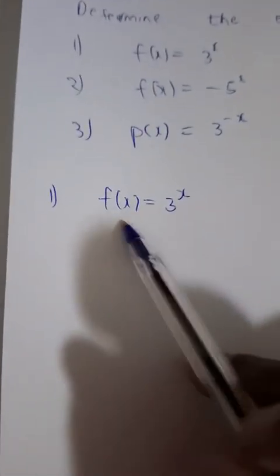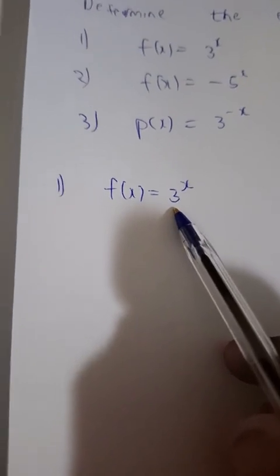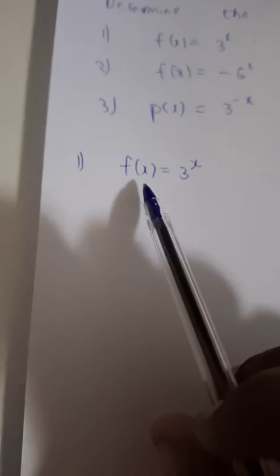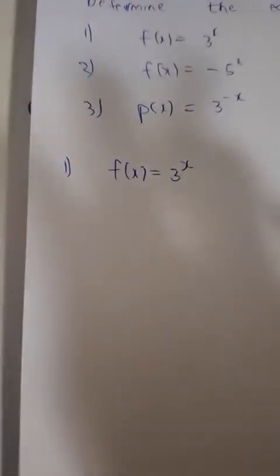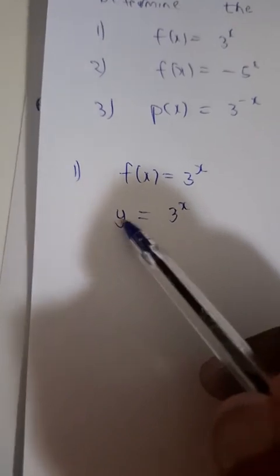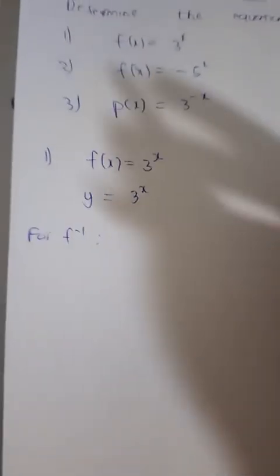Okay, so let's first write the inverse of the function f of x is equal to 3 to the power x. So this is an exponential function. So step number 1, how do we represent this as its inverse? First step, we don't write it in functional notation, but we write it in terms of y and x.